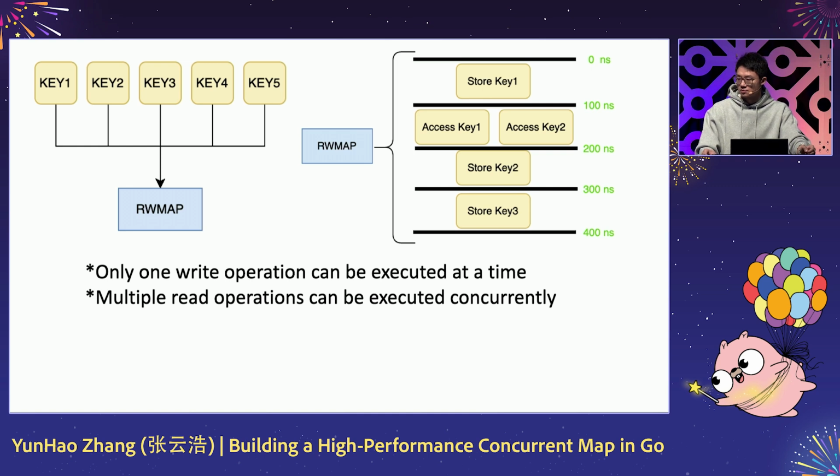The performance issue is that the write operations will block the entire map. So how can we improve it? Maybe we can find some ways to make the write operation only block a part of the map. For example, a write operation will only block the bucket it is going to, rather than blocking the entire map.